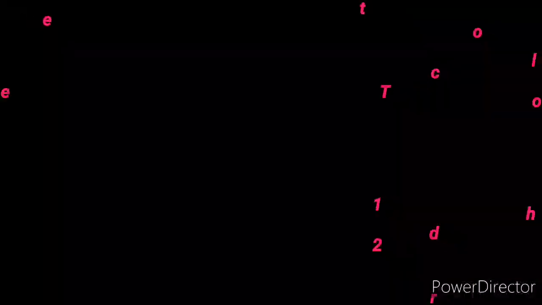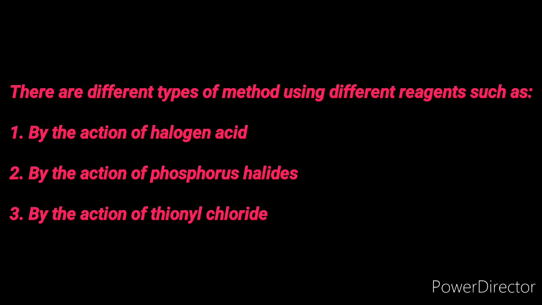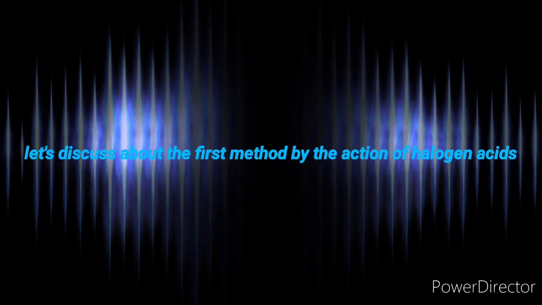In the preparation of haloalkanes from alcohols, there are three different ways using different reagents: by the action of halogen acid, by the action of phosphorus halides, and the third and last one is by the action of thionyl chloride. Let's discuss the first method, that is by the action of halogen acid.